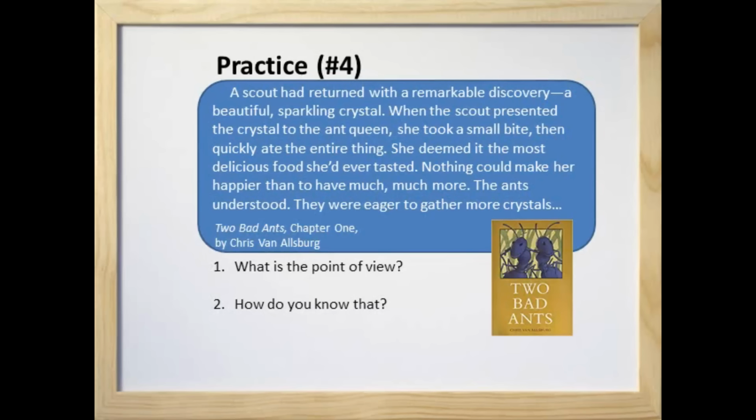Practice number 4, from the story Two Bad Ants, Chapter 1, by Chris Van Allsburg. A scout had returned with a remarkable discovery, a beautiful sparkling crystal. When the scout presented the crystal to the ant queen, she took a small bite, then quickly ate the entire thing. She deemed it the most delicious food she'd ever tasted. Nothing could make her happier than to have much, much more. The ants understood. They were eager to gather more crystals.